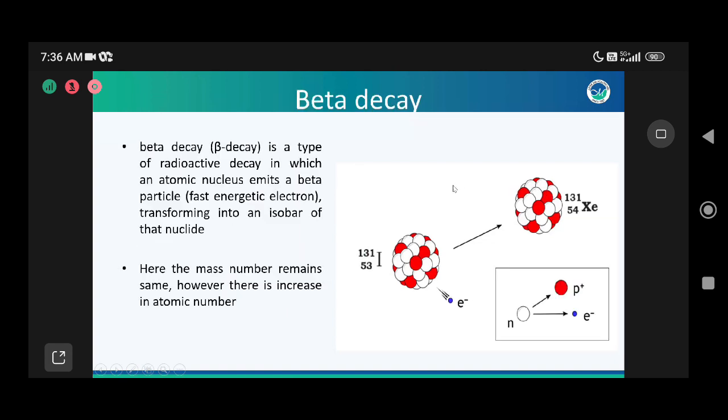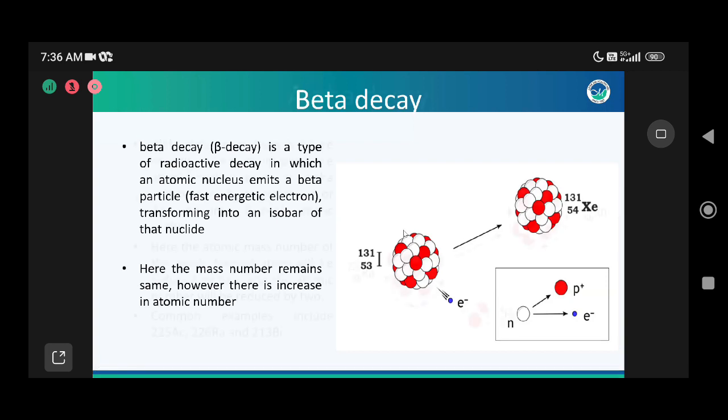Whereas in beta decay, it's a type of decay in which an atom nucleus emits a beta particle, which is an electron, and it becomes a stable radionuclide. This transition is called an isobaric transition because the mass number is the same. If you see, iodine 131 becomes xenon 131 and the mass is the same. So this is called an isobaric transition.